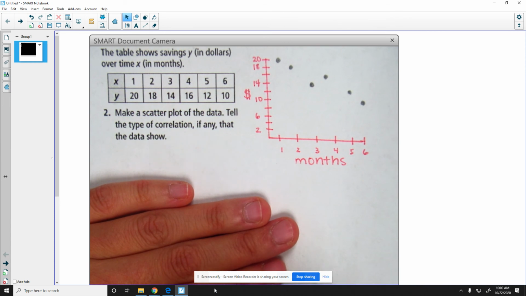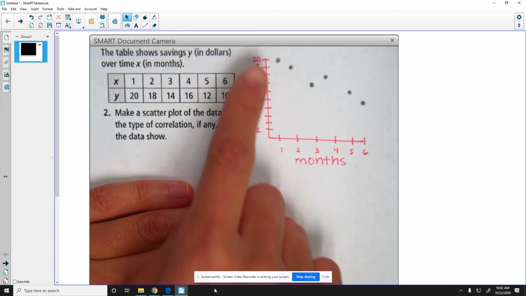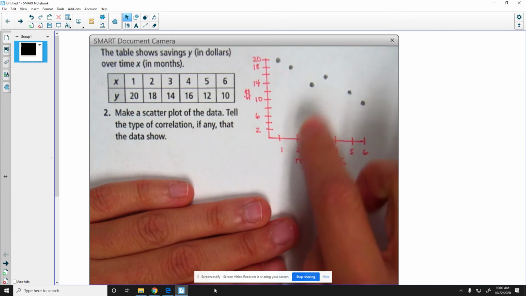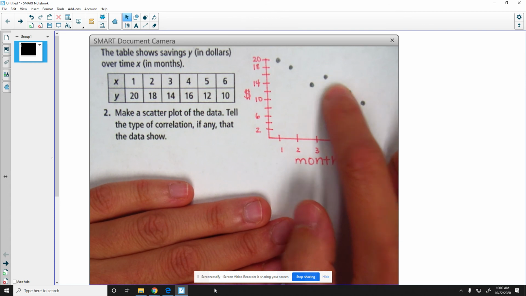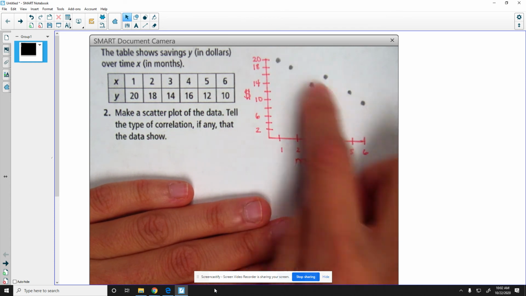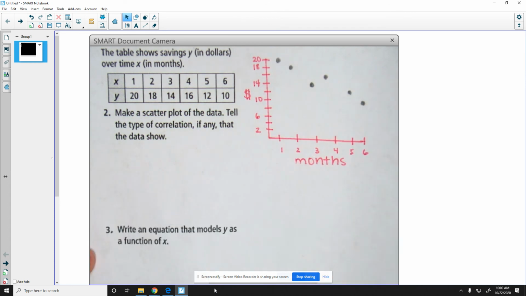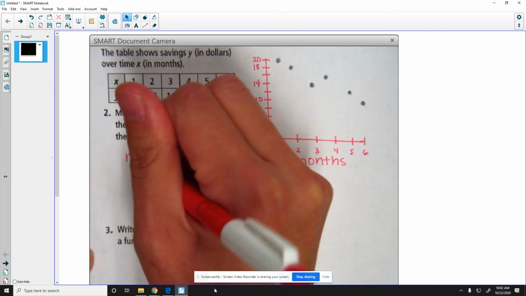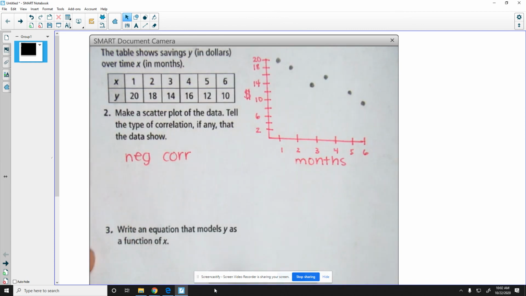So does someone think they know what type of correlation you see here? Do you see how your dots are going down? So yeah, even though this one is going up and then down again, that's okay. For the most part, my dots are going down. So I would say, yes, I have negative correlation. My dots are going down. So positive correlation means my dots are going up. Negative correlation means my dots are going down. No correlation means my dots are everywhere. All right.